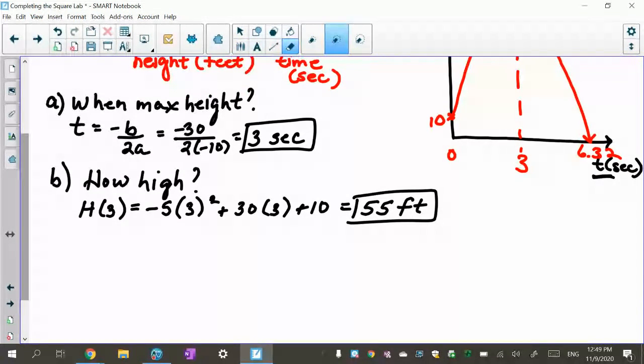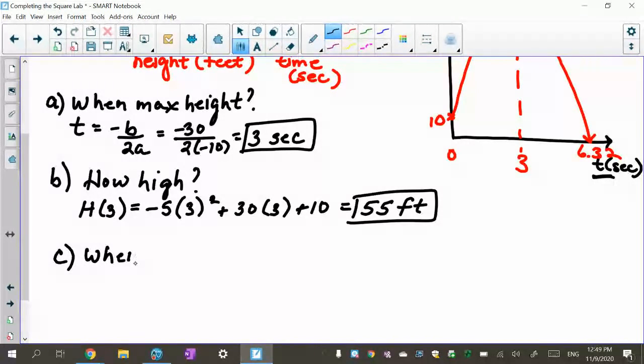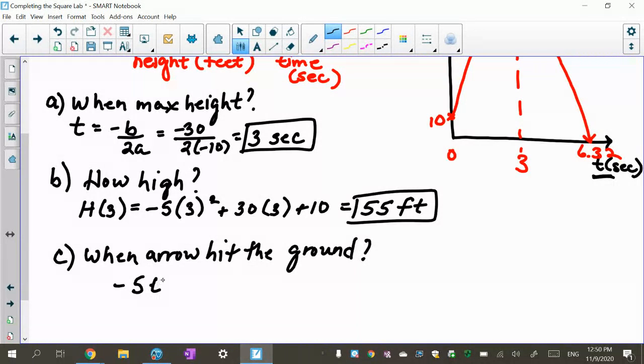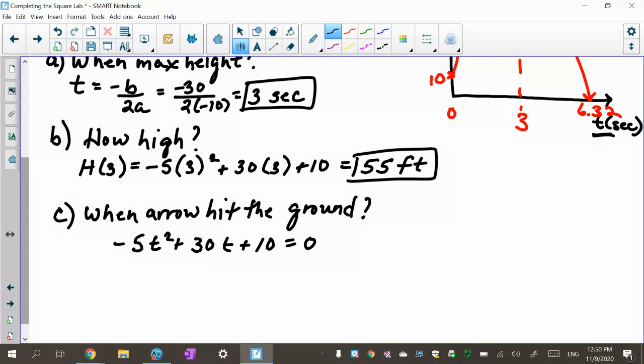The third thing I always ask is, when does it hit the ground? So I'm saying when again, I'm looking for time. When does your arrow hit or strike the ground? If you remember, that means my height is 0, so I'm going to take my formula here and make it equal to 0. Now I do know that it's 6.32, so I know it's not pretty.